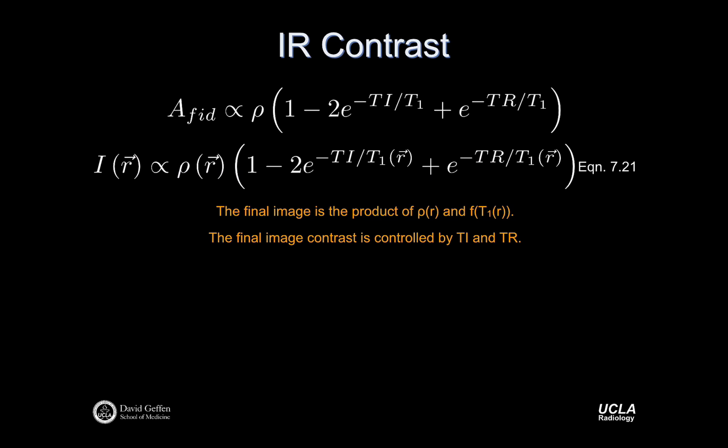It's called the FID. It's a state of transverse magnetization that depends on the T1 of the tissue, depends on the TIs and the TRs that you choose in that pulse sequence, and it depends on the proton density of the tissue as well. And so the final image ends up being this product of the proton density and this kind of funny function of the tissue T1. And there are different parameters we can adjust. We can adjust the TR, that's a chosen parameter. We can adjust the TI, that's a chosen parameter as well. And so those are the things that help you control the image contrast.